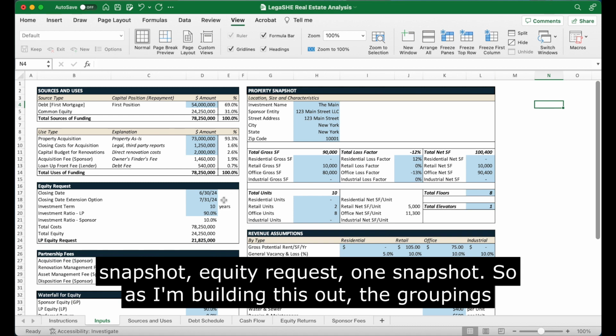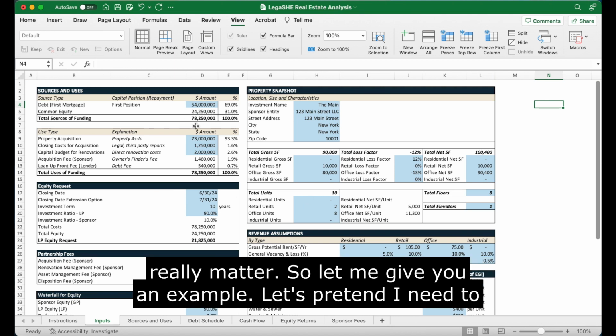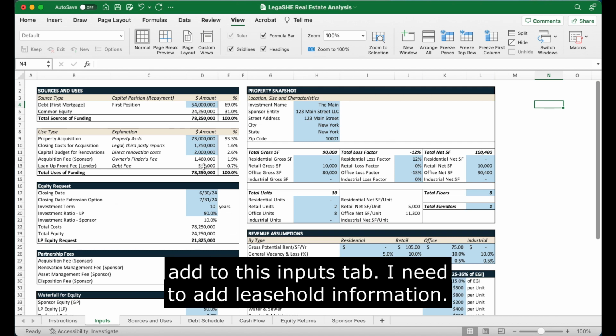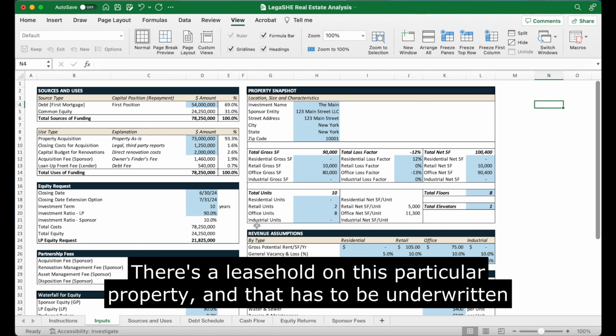Equity request, one snapshot. So as I'm building this out, the groupings really matter. Let me give you an example. Let's pretend I need to add to this inputs tab leasehold information. There's a leasehold on this particular property, and that has to be underwritten as well.